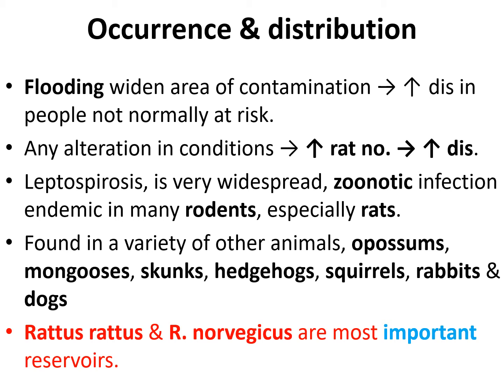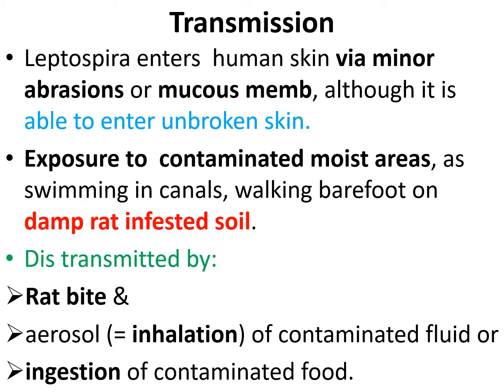Leptospirosis is a very widespread zoonotic infection endemic in many rodents, especially rats. It is found in a variety of other animals: opossums, mongooses, skunks, hedgehogs, squirrels, rabbits, and dogs. Rattus rattus and Rattus norvegicus are the most important reservoirs.